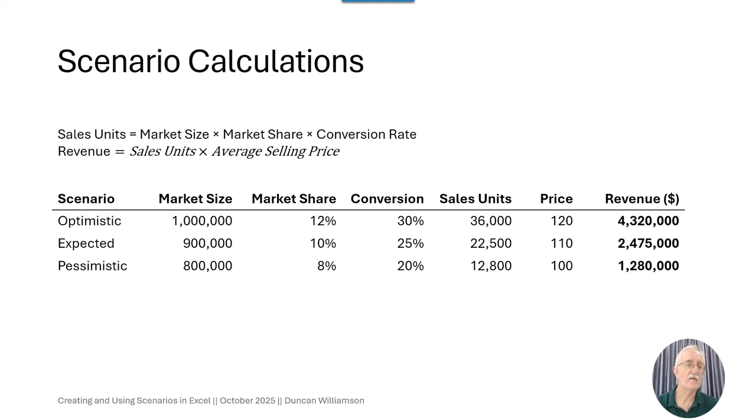And here we are, by way of example, when we have an optimistic scenario and market size is 1 million units, we have a market share of 12%, and we assume our conversion rate of those 12% becomes sales units of 36,000 budgeted or planned or forecasted for at a price of 120. That gives our optimistic revenue $4,320,000. Expected is $2,475,000, and pessimistic 1,280,000.